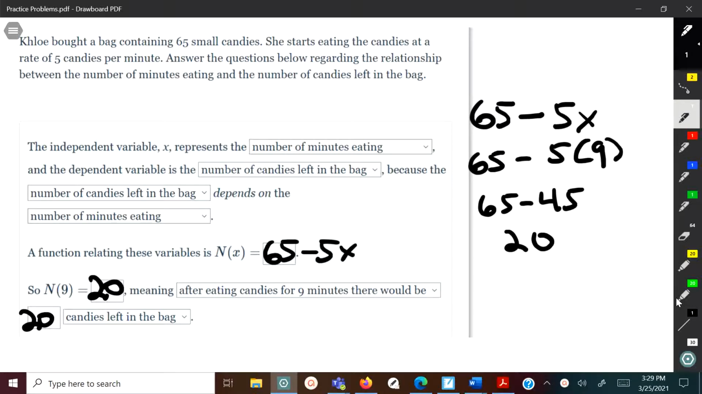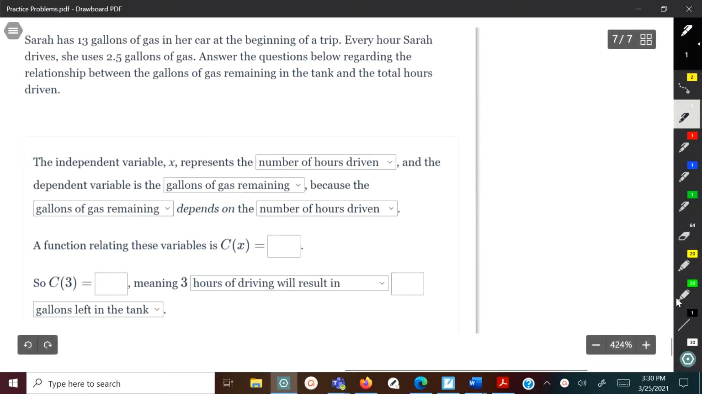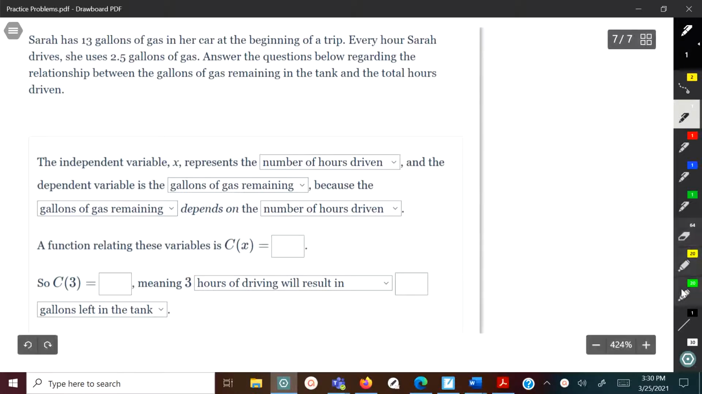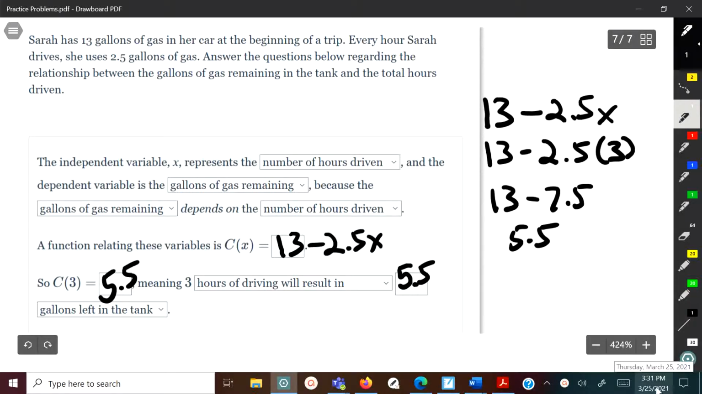All right, now take a look at this last example and see if you can solve this one. Okay, so this should be what you get here. You should get 5.5 gallons left in the tank. So you start off with 13 gallons and you're going down 2.5 gallons per hour. So that's how that works. The amount of gas remaining is dependent upon the hours.